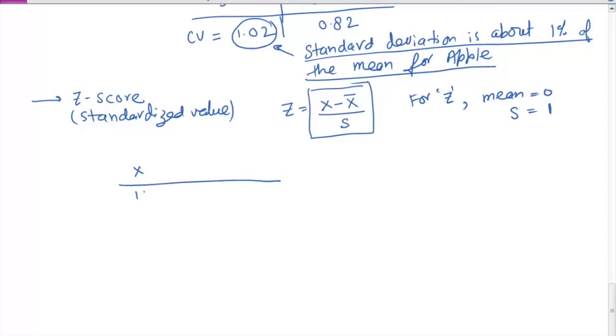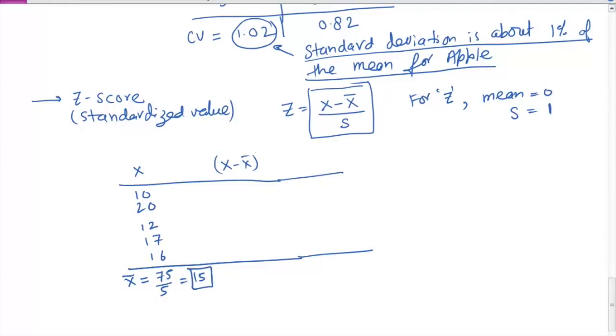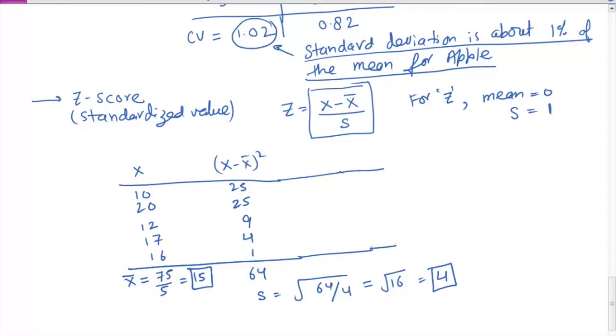Suppose you have 10, 20, 12, 17 and 16. Now to calculate z values for this, you first need to calculate x bar and standard deviation. So standard deviation is 4. Now I can calculate z. Z equals x minus x bar, divided by s. So x is 10, x bar is 15, divided by 4. So this will give me negative 1.25.